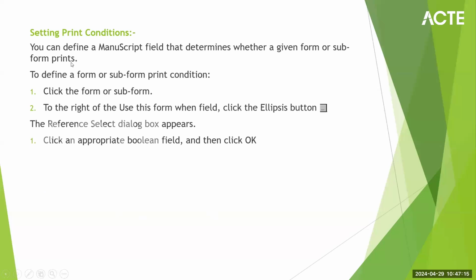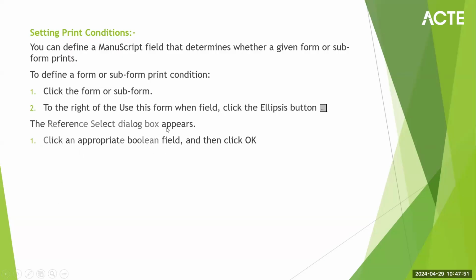Setting the print condition for the subform. How can you do it? You can define a magic script field that determines whether the given form or subform prints. To define a form or subform print condition, click on the form or subform. To the right of the use this form when field, click the button, and you can give the condition. You remember this, the use this form condition. There you click on the button and mention the condition for when this subform should be printed.